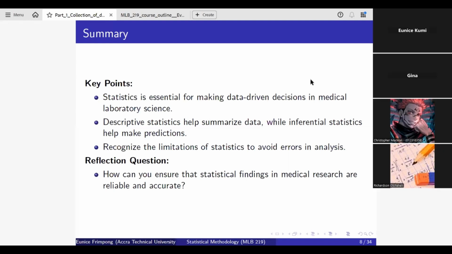All right, so on the reflection question, my question was, how can you ensure that statistical findings in medical research are reliable and accurate? So I think you can reflect on it.